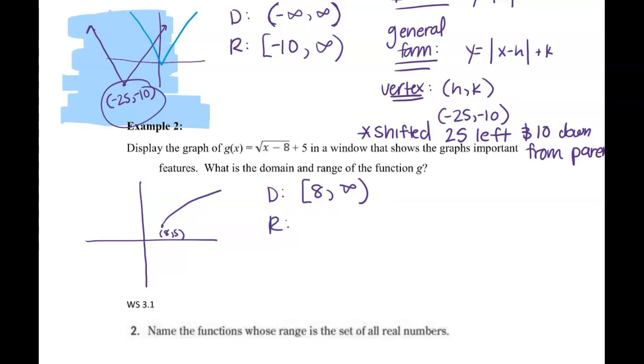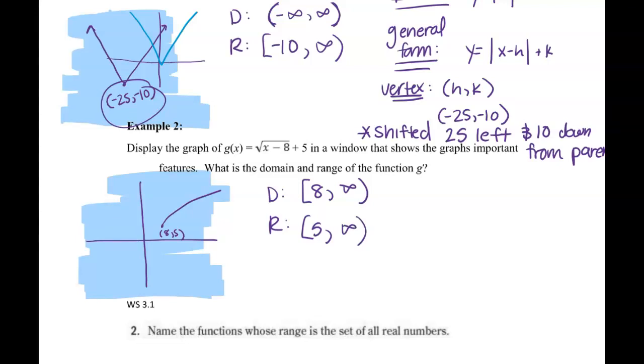Range, once again, I'm going to start at the bottom. Do I see the function? Do I see the curve? Nope, nope, nope, nope, nope. There it is. The y value is 5. It's included because it's a point, and then you're going to keep going. It's not going to go very fast. It kind of looks like it's flattening, but it's still going to go to infinity.